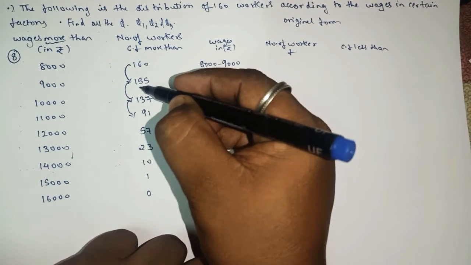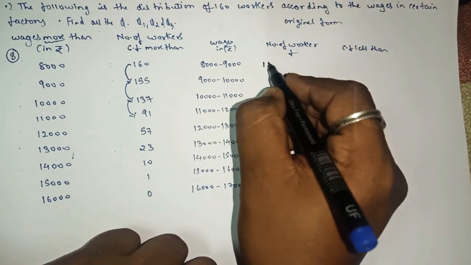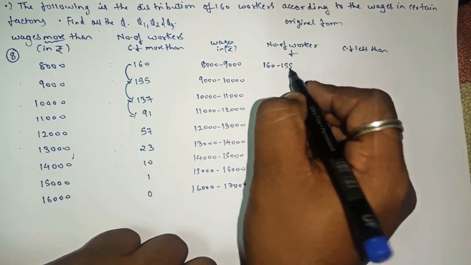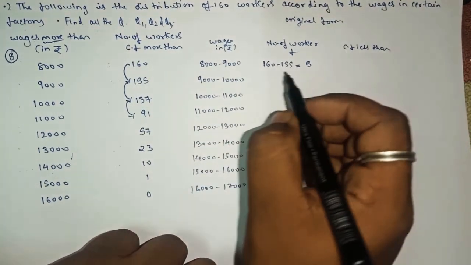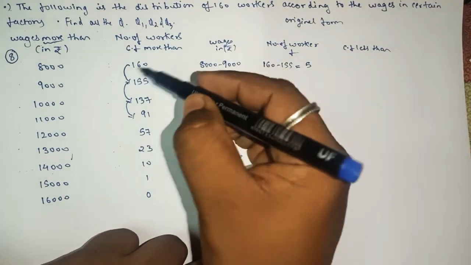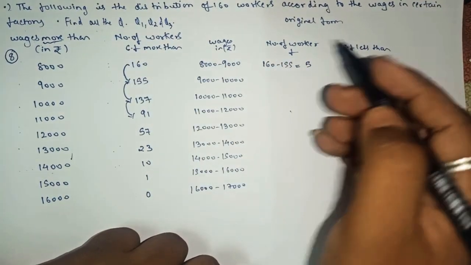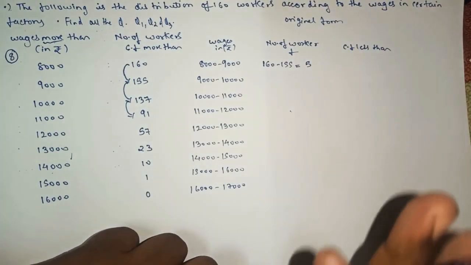Okay, 160 minus 155. So here I will write 160 minus 155. Yes or no? So here you will get what? 5. Okay, if you want to find the first frequency of this class, simply subtract these two numbers to get the answer. Then after that, 155 to 137. I hope you all understood the concept.